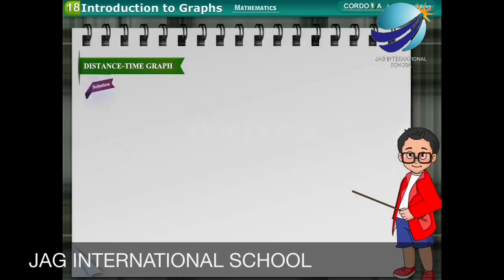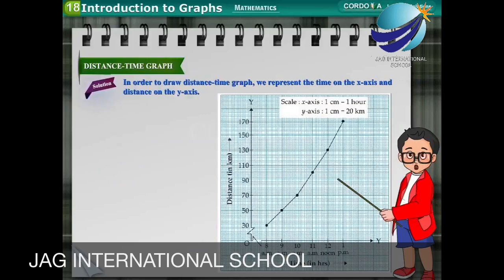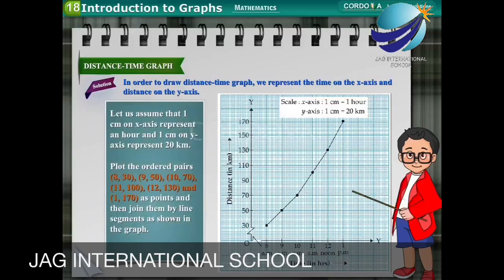Solution. In order to draw distance-time graph, we represent the time on the x-axis and distance on the y-axis. Let us assume that 1 centimeter on x-axis represents an hour and 1 centimeter on y-axis represents 20 kilometers. Plot the ordered pairs (8, 30), (9, 50), (10, 70), (11, 100), (12, 130) and (1, 170) as points and then join them by line segments as shown in the graph.